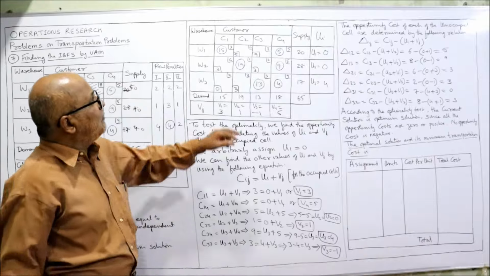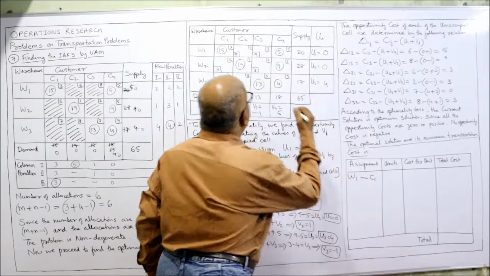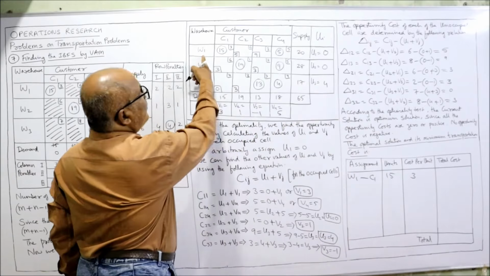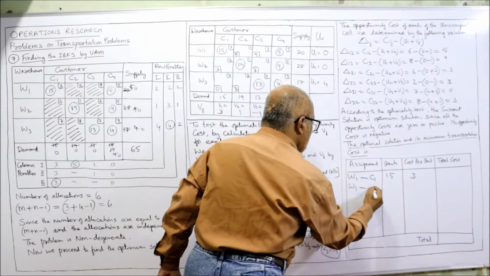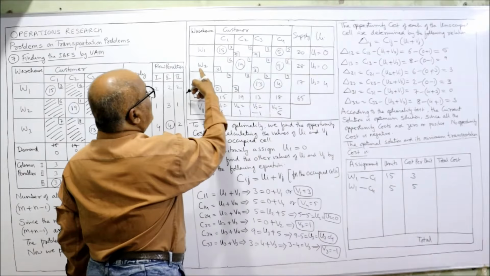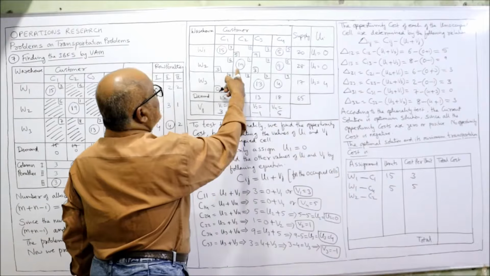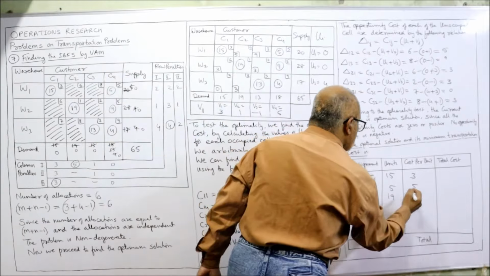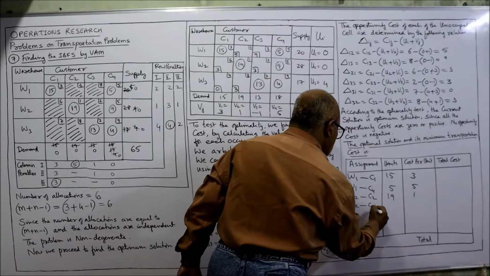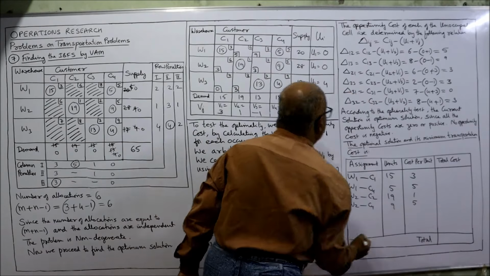Now what are the allocations here? W1 to C1. First assignment, W1 to C1. How many units? 15 units, 3 rupees. Second, W1 to C4. How many units? 5 units, 5 rupees. W2 to C2. 19 units, 1 rupee. Then W2 to C4. How many units? 9 units, 5 rupees.